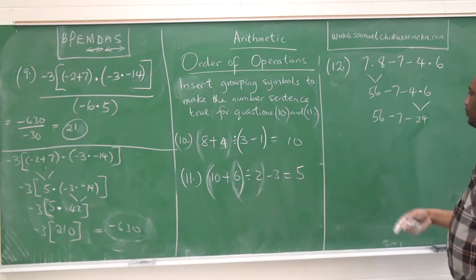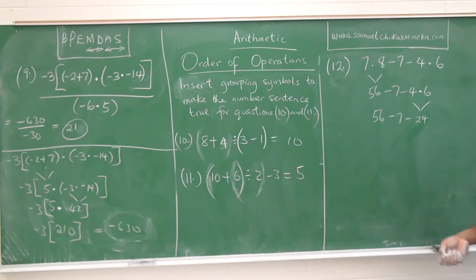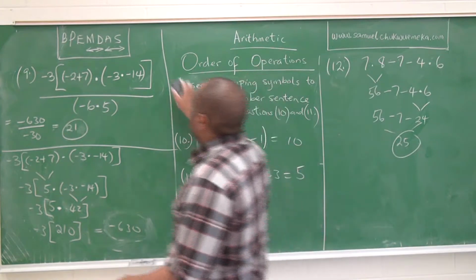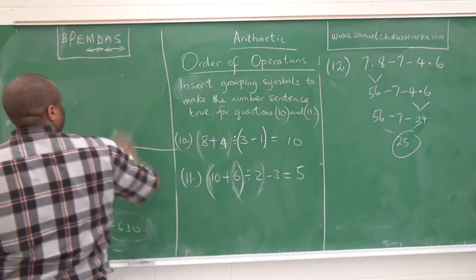I just do it. 56 minus 7 is what? 16 minus 7 is 9, 49, right? 56 minus 7 is 49. 49 minus 24 is 25. 25. Okay. Then the next one, number 13.